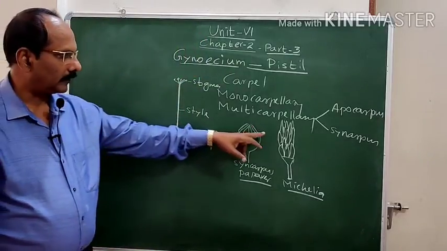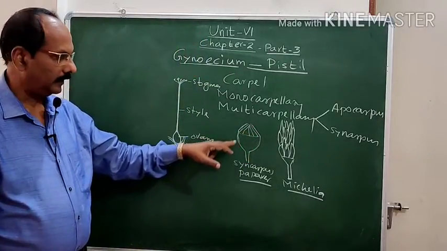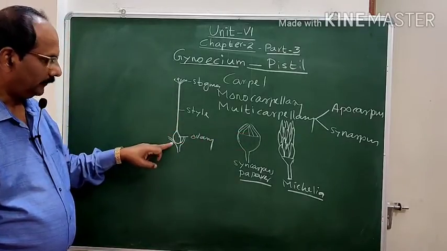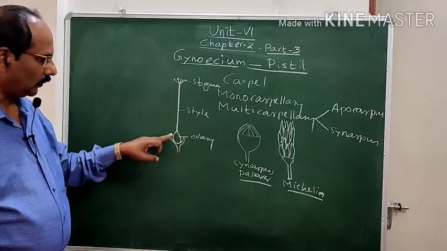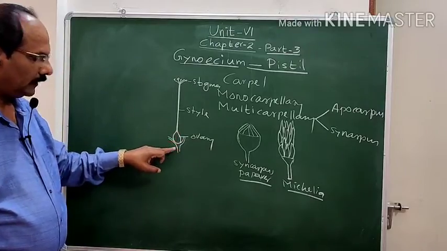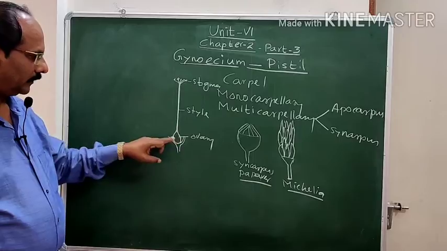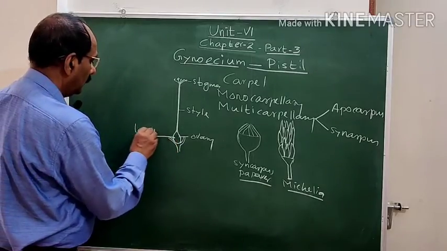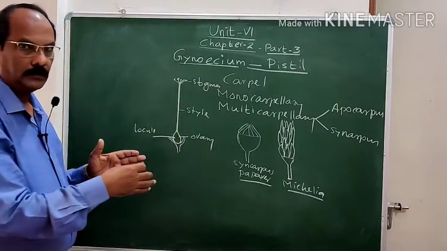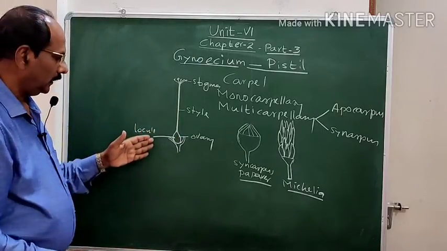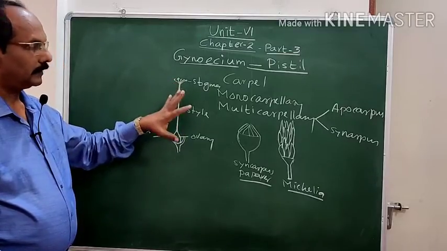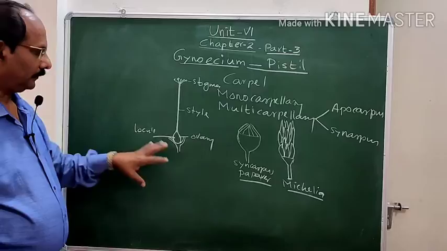If you take one carpel outside, you can see a stigma, a style, and the ovary. So what is present inside the ovary? Inside the ovary there is a chamber, and this chamber is known as the locule. The locule may be single or it may be divided into a number of sub-compartments. That detail we are not going to study here, as it is a part of sexual reproduction.